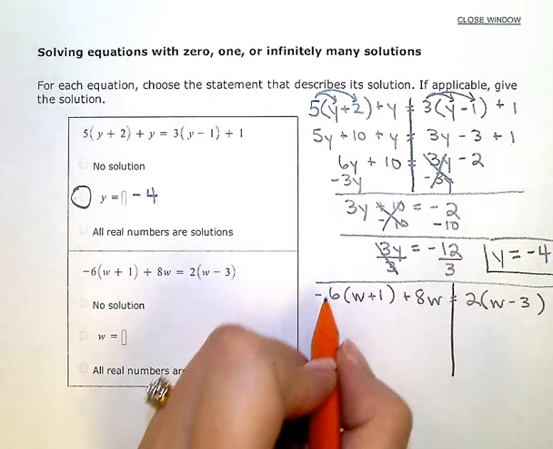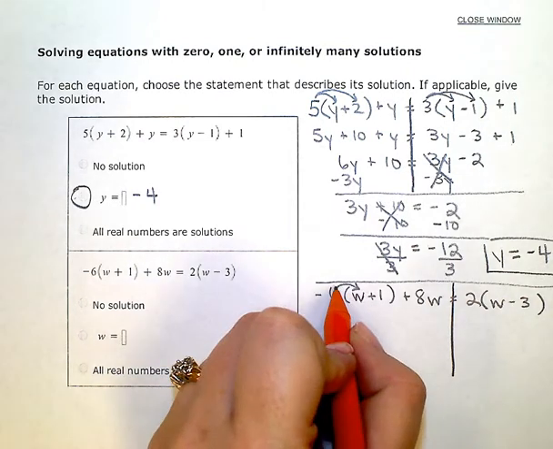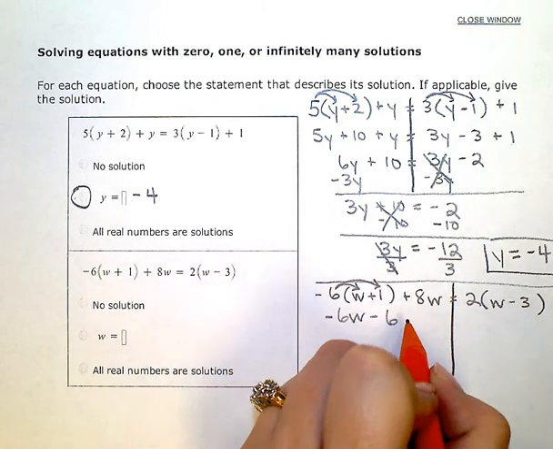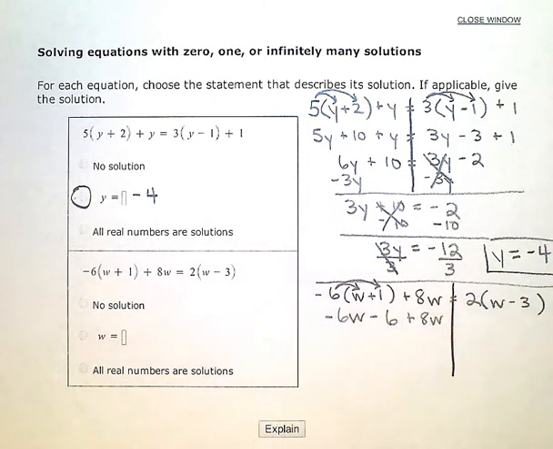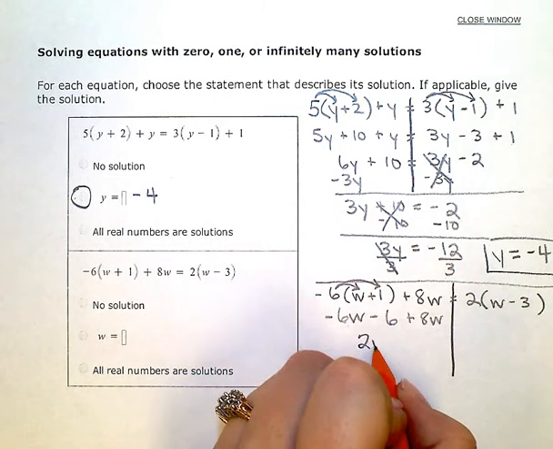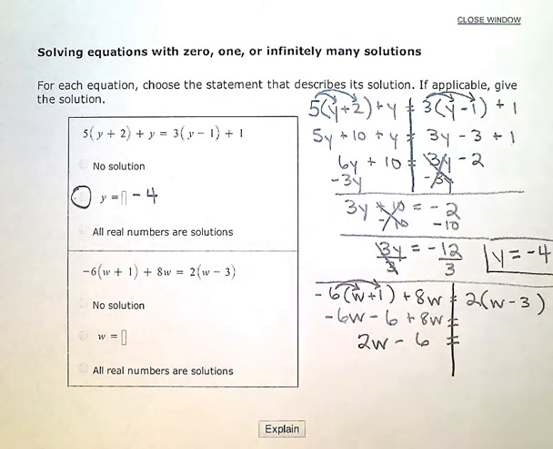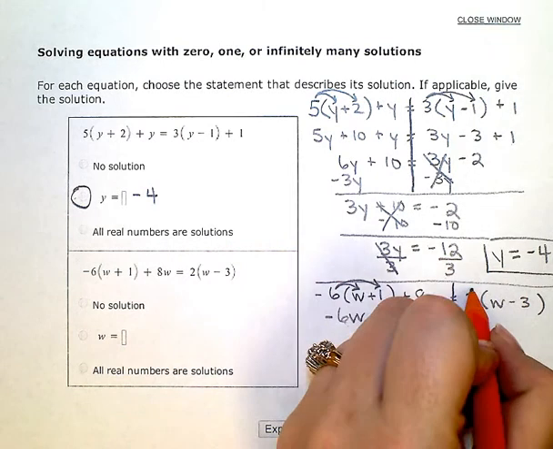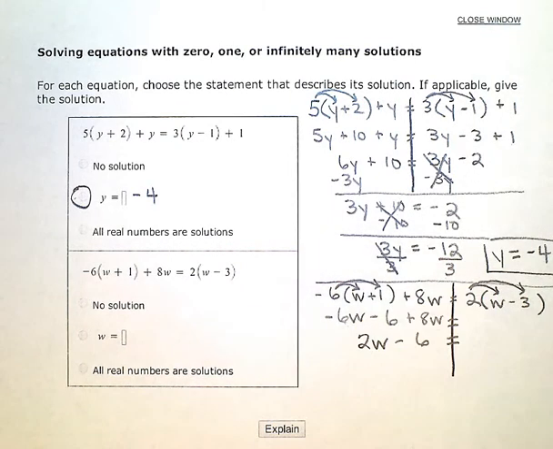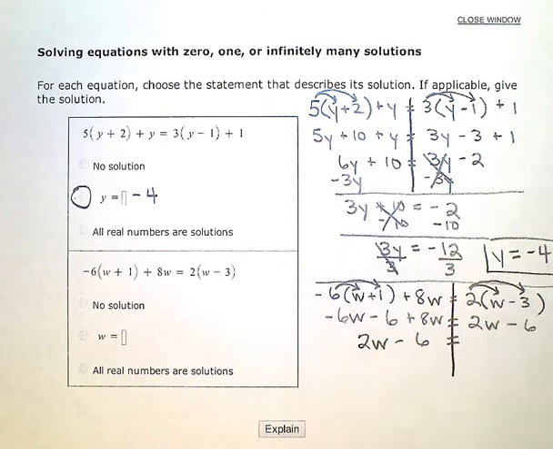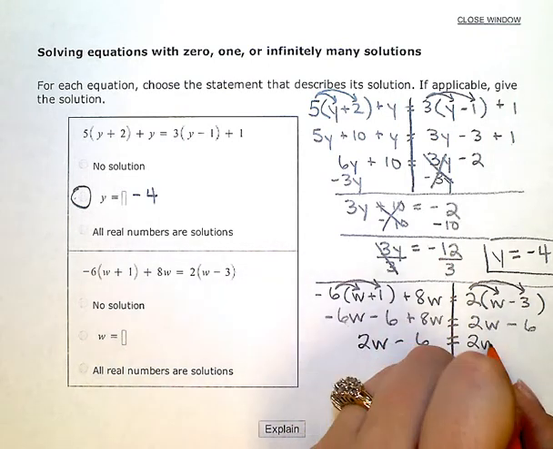So negative 6 times w and negative 6 times 1 give me negative 6w minus 6 plus 8w. And then combine like terms on this side. 8w minus 6w will leave me with 2w, and then my constant term minus 6. Okay, moving over to do the same thing on the right side now. Distribute and combine like terms if I can. So 2 times w will be 2w, and 2 times negative 3 is negative 6. I have no like terms I can combine, so I'm just going to bring down both terms.